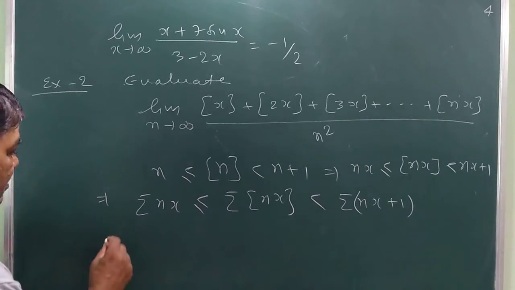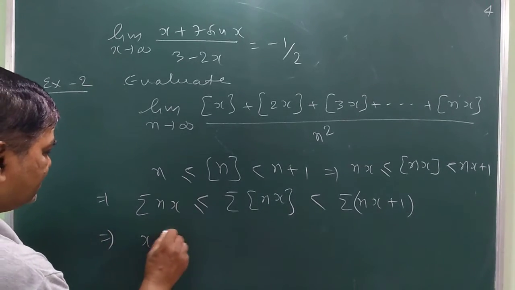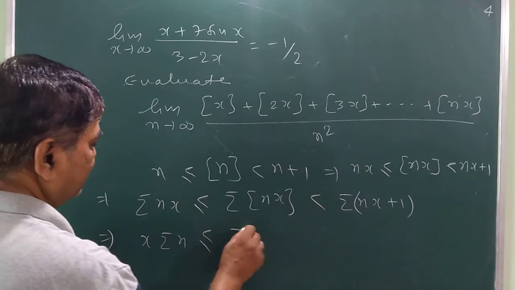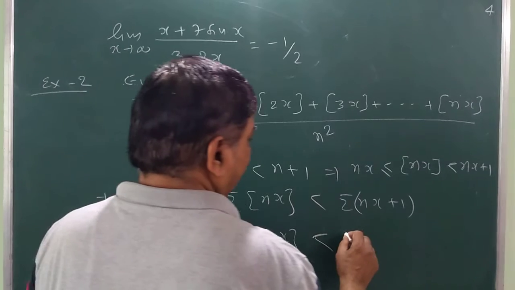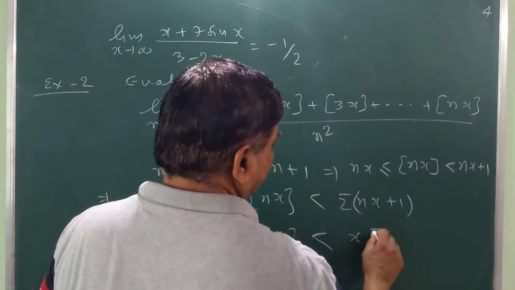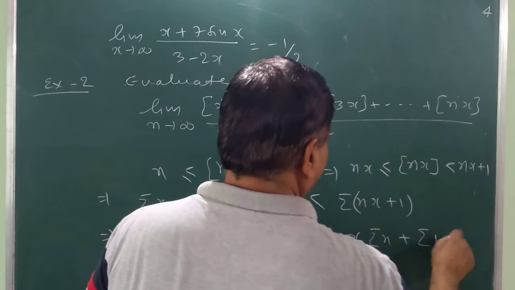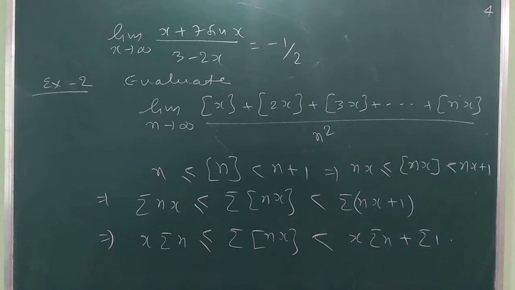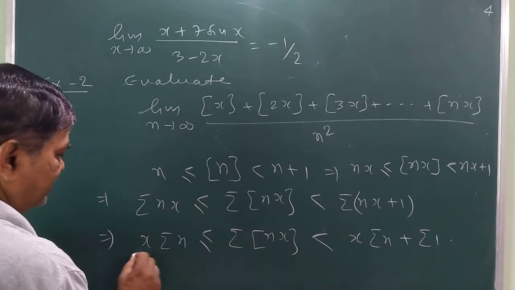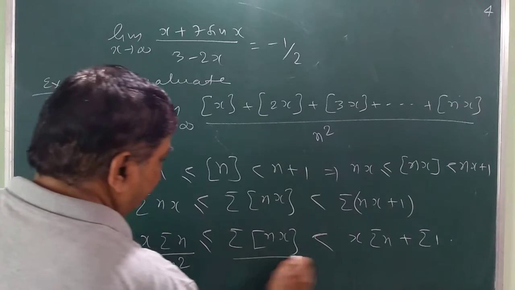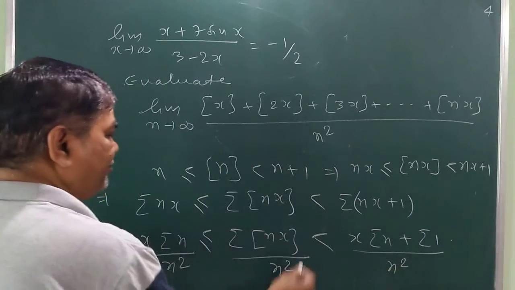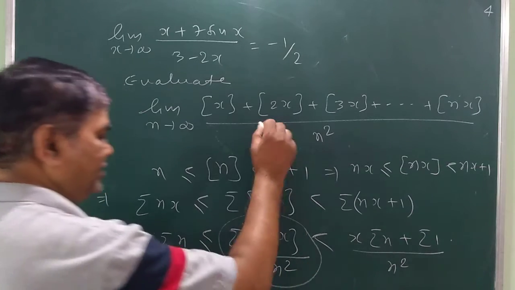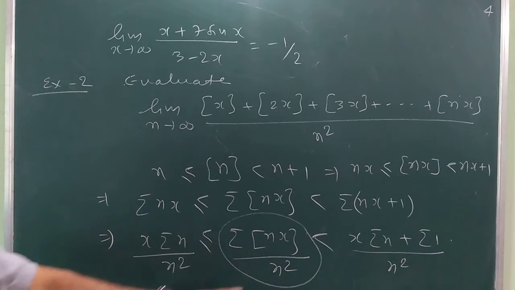Again, this can be written as x times the summation of n, less than or equal to the summation of [nx], less than x times the summation of n plus the summation of 1. Again, this is divided by n squared. So just divide by n squared. Now you have to find the limit of this function when n approaches infinity.